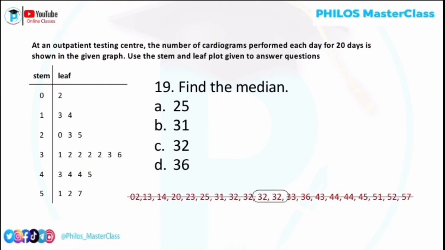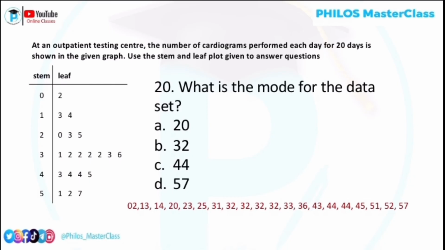That is 32 and 32. Okay. If it were 1 value left at the middle, you consider that 1 value as the median. But if there are 2, you add the 2 of them together and divide it by 2. So check. 32 plus 32 will give you 64. Divided by 2, you get 32. So the correct answer to this is 32. The median is 32. Okay. So let's proceed to the next question.